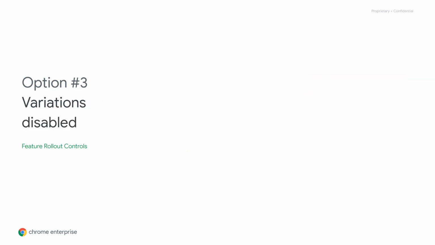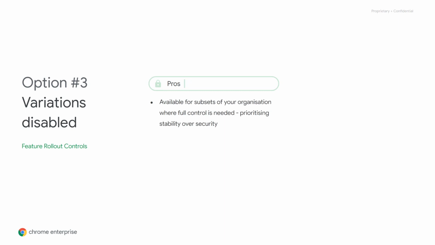The third option for Chrome variations is to disable them altogether. This option is available for subsets of your organization where full control is needed, situations where you need to prioritize stability over security. Generally speaking, this option is not recommended because critical security fixes won't be available as quickly.